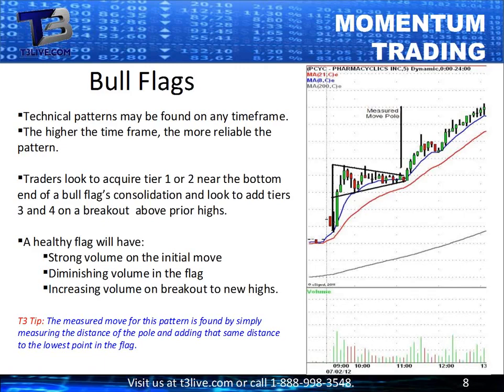So yes, I do love those patterns, and we go over them all the time. I look for them all the time. Like I said, anything that will allow me to risk a little to make a lot, I'm all for it.